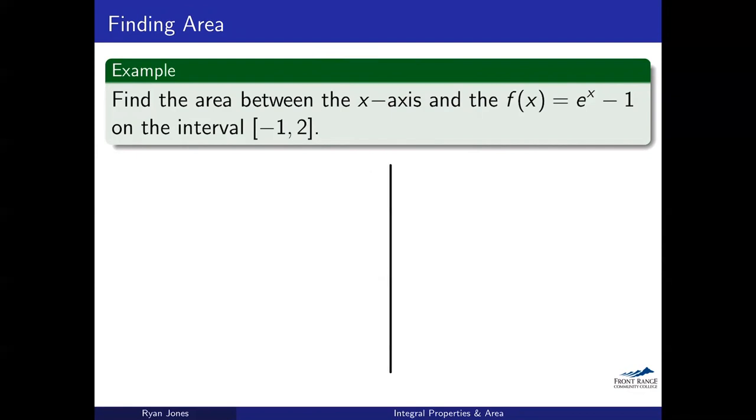So e to the x, we know, is an exponential, and when I subtract 1 from it, that's going to just shift it down vertically a little bit. So I'll go ahead and start off by graphing e to the x.